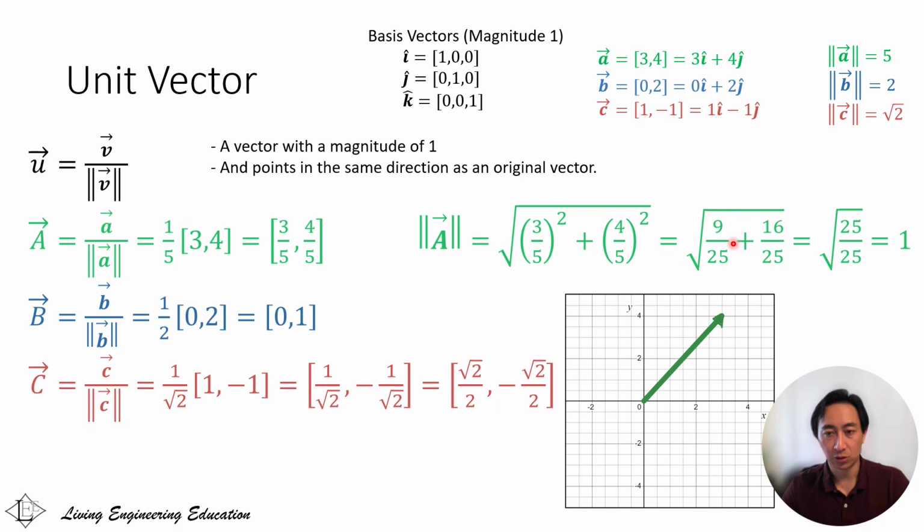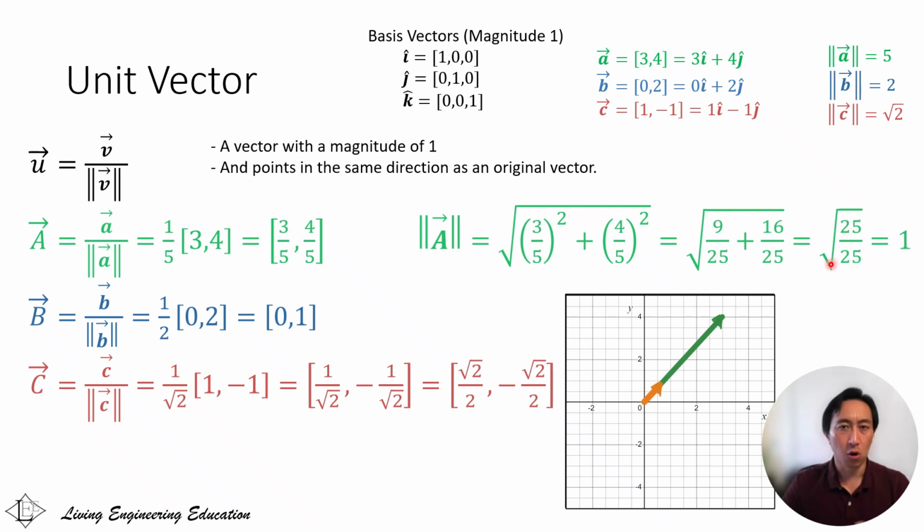So this is equal to the square root of 3 squared, 9, divided by 5 squared, 25, plus 4 squared, 16, divided by 5 squared, 25. So this is the square root of 25 over 25, which is equal to 1, right? This will always be true. It's just the nature of how the magnitude works, and that you're specifically dividing by the magnitude of the vector.